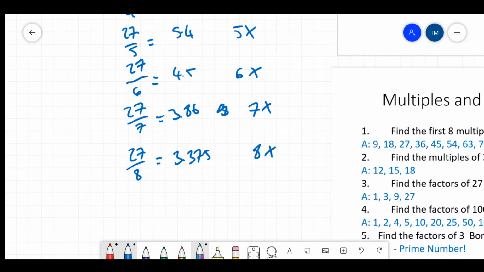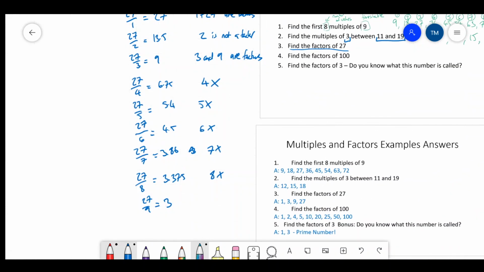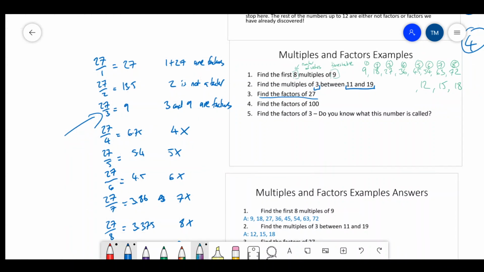And now if we do 27 by 9, we already know the result is 3 because we did it earlier on. And this is our first repeated value. So we know now that we found all our factors because we reached a repeat. So our factors for 27 are going to be 1, 3, 9 and 27. And that is our result for question number 3.